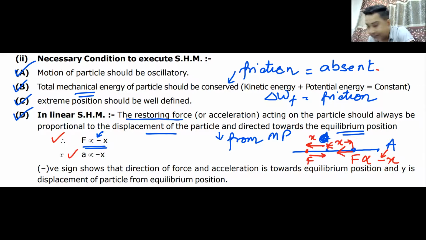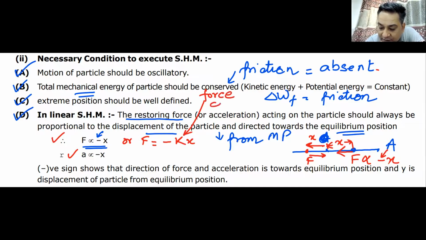Do we understand this? Yes, sir. Or I can write this force will be equal to minus kx, where x is the displacement of the particle from the mean position, and this k is known as force constant. Do we understand this? Have you heard the term k in spring constant? This k is same as the spring constant. In SHM, we call it force constant. Do we understand this?